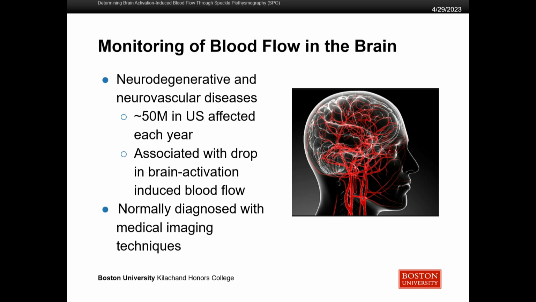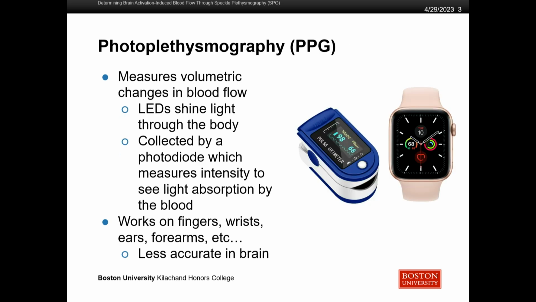Now, normally we diagnose something like this with some medical imaging technique, a CT scan or an MRI scan. These aren't something that can be done continuously, and you need to go to a hospital to get this done. However, there's other ways that we look at blood flow throughout the body, usually through spectroscopy. For example, something many of you may be familiar with is photoplethysmography, or PPG. It's found in a pulse oximeter. In your Apple Watch, it's the little green light on the bottom.